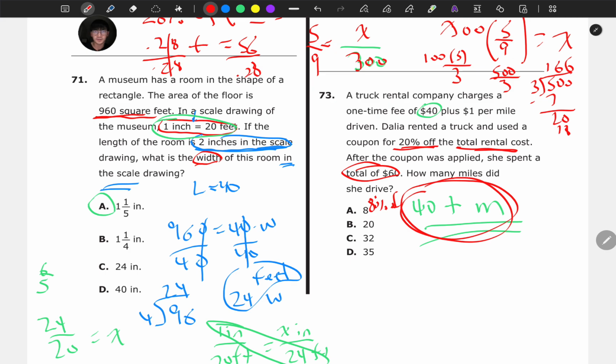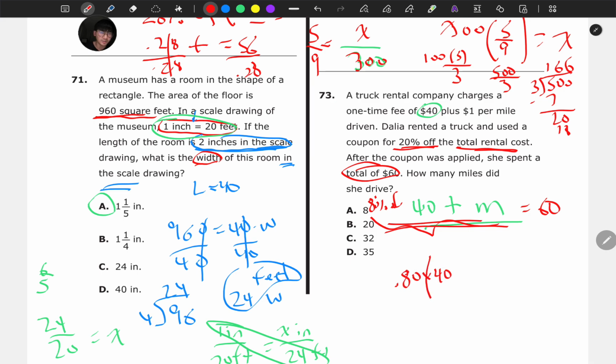Okay. So do you see what the next step is? It's this expression that represents the total amount after the discount of 20% off, and we're told that that equals 60. So just changing the English into math, that's going to be 0.80 times (40 plus m). Oh, I should put this in parentheses, right? Because the price expression is equal to 60. And we just have to solve for m.